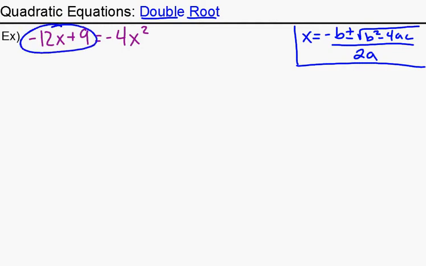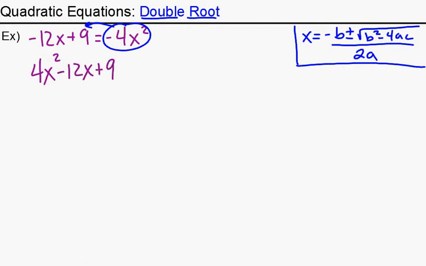So I could, if I wanted to, take all of that stuff and move it over, but I'm not going to, because I like to keep my life a little bit simpler, keep the x squared term positive. So I'm going to move over the negative 4x squared. When I set it equal to 0, I get 4x squared minus 12x plus 9 equals 0. There's my standard form.